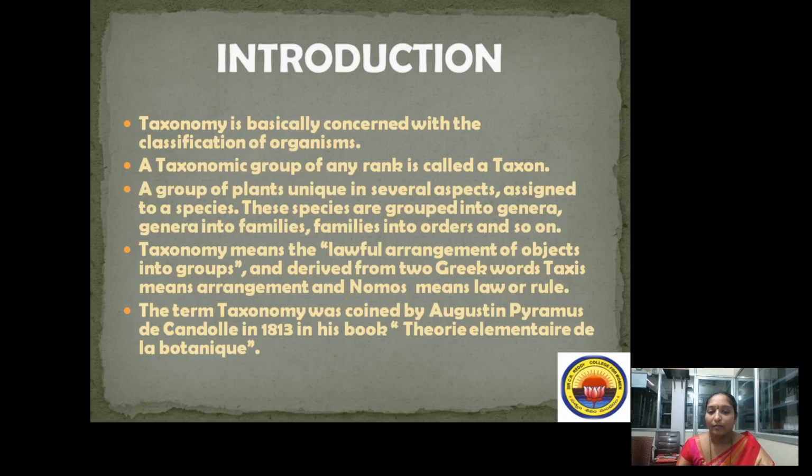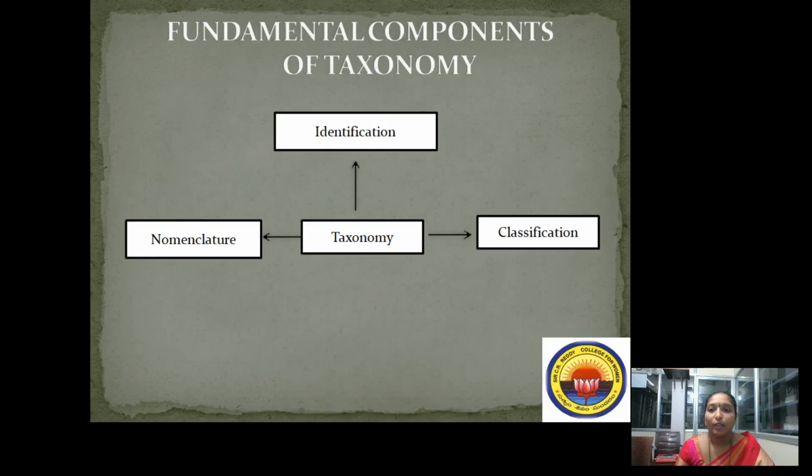So where is it derived from? The word taxonomy is derived from the Greek words taxis, meaning arrangement, and nomos, meaning law or rule. The term taxonomy was coined by Augustin Pyramus de Candolle in 1813 in his book Theorie Elementaire de la Botanique. It is a famous book concerned with taxonomic topics and also a very familiar research work. The fundamental components of taxonomy include identification, nomenclature and classification.